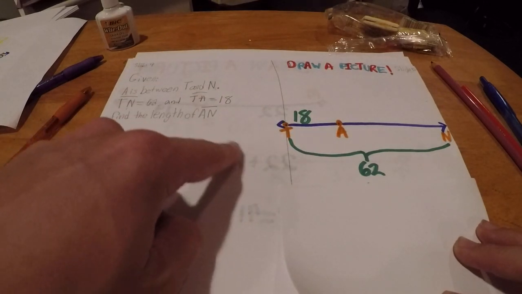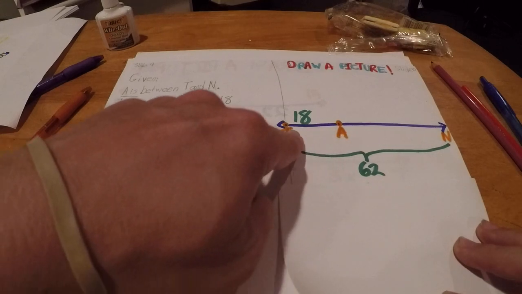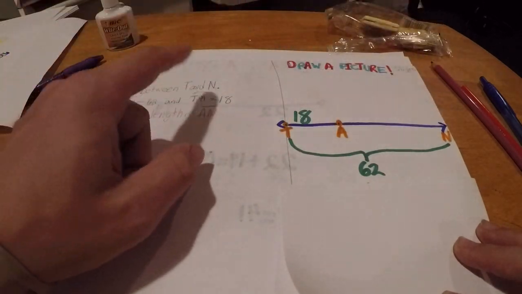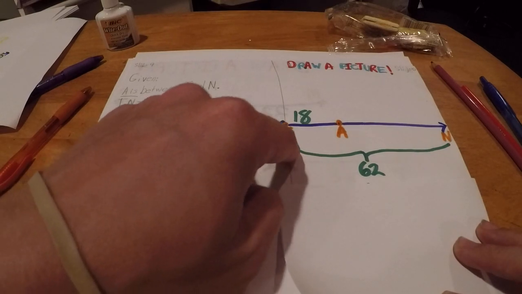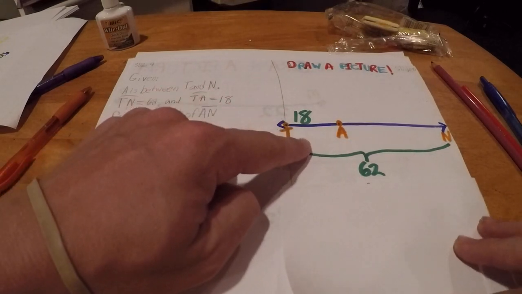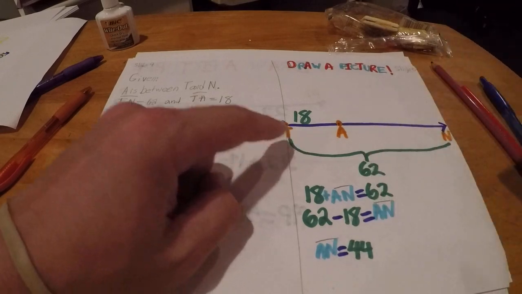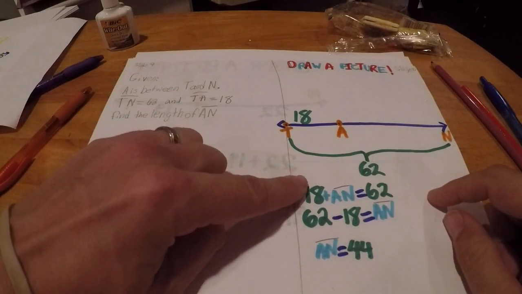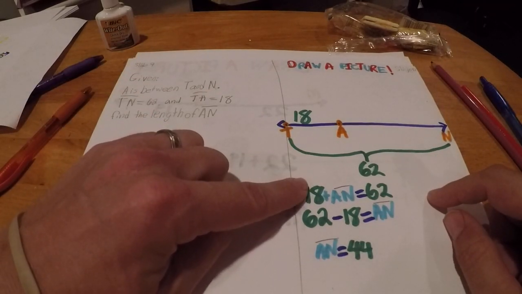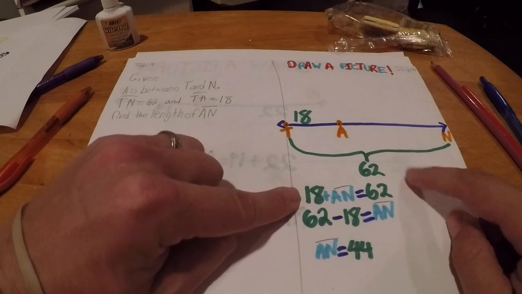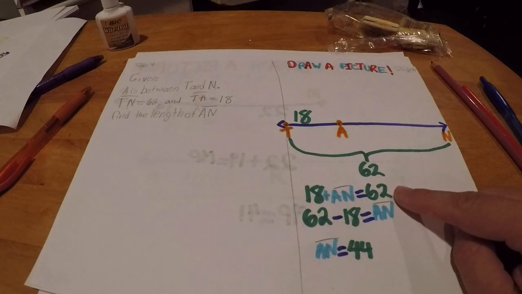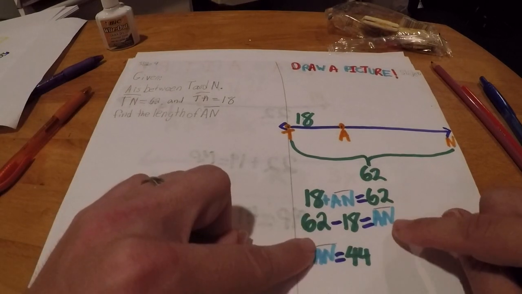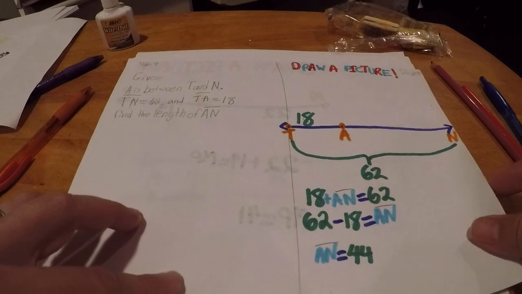And they think, hey, we've got to add those two together. But no, it says A is between T and N. So TN is 62, TA is 18, that's a whole, that's a part. So again, if you remember the other one, we have to subtract. If you don't remember, we have 18, which is a part, plus AN, another part, is equal to 62. Okay, so we subtract, which we get 44.